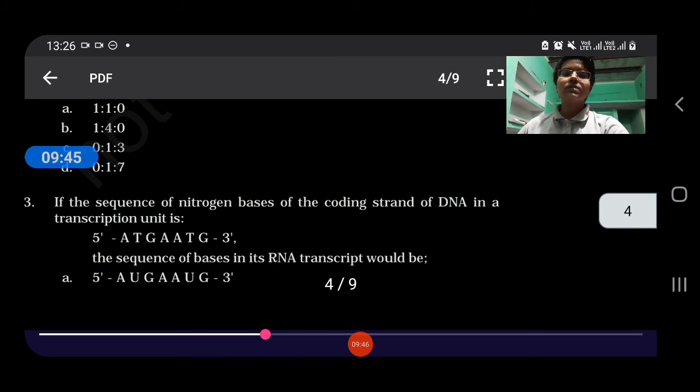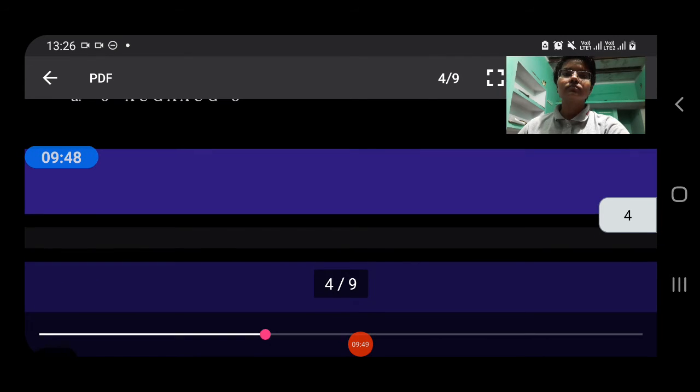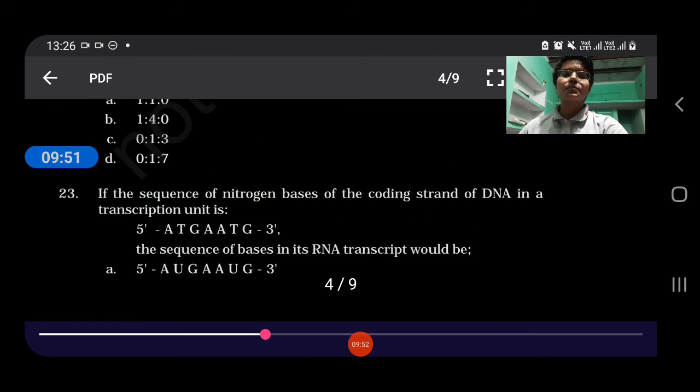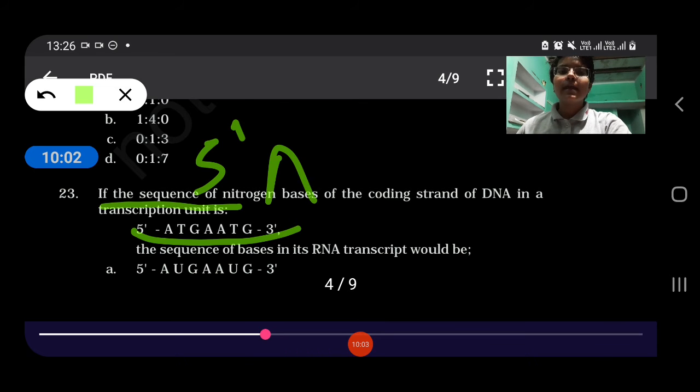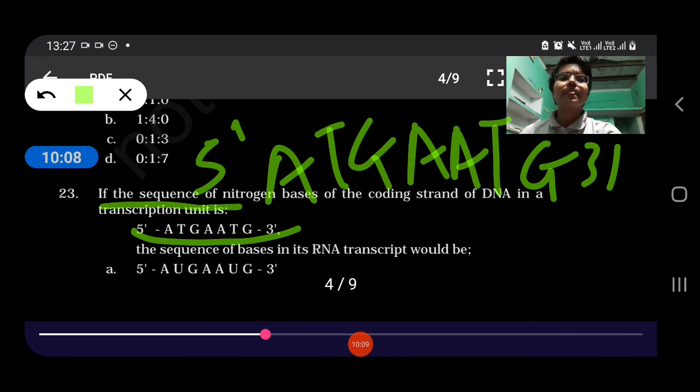So here you can see the sequence of nitrogenous bases in the transcription unit is this one, 5' ATGAATG. It is asking what would be the sequence in the RNA transcript. So the transcription unit has this, and when we convert it, as you know, for A it comes U.